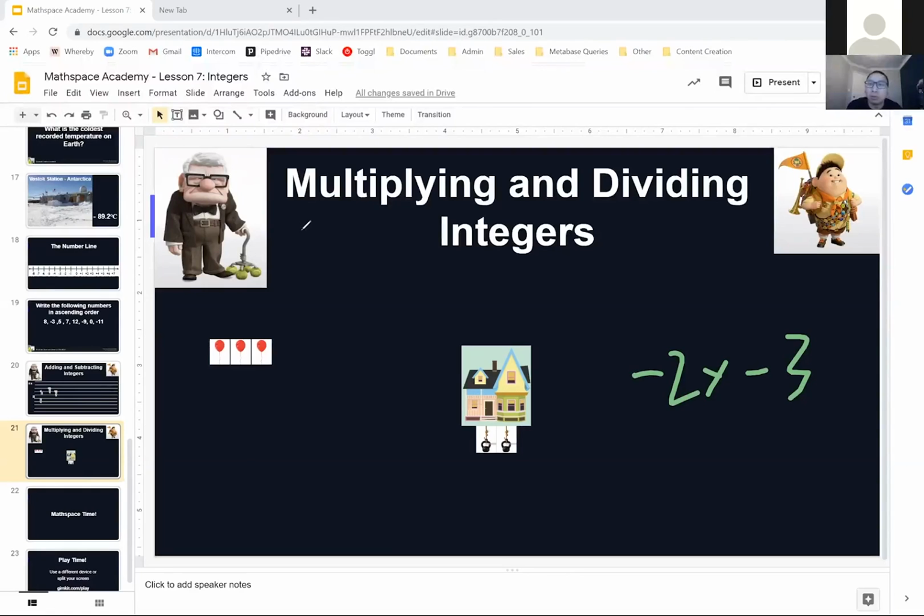And so what I can do here is I go, okay, I want 3 lots of that negative 2, but I don't want 3 lots of weights pulling me down. I want the opposite direction. I want 3 lots of going up, right? So I'm going to just copy this. Here's my first 2 balloons. Here's my second 2 balloons. Here's my third 2 balloons. So I've now got 3 lots of 2, but in the opposite direction, and these guys are no more weights. And so I actually end up having 6 balloons pulling me up. And so this answer is 6.